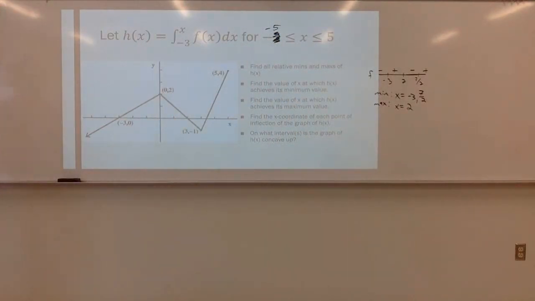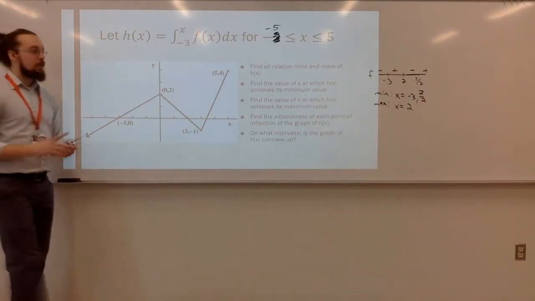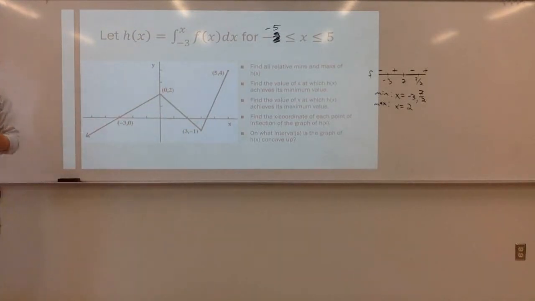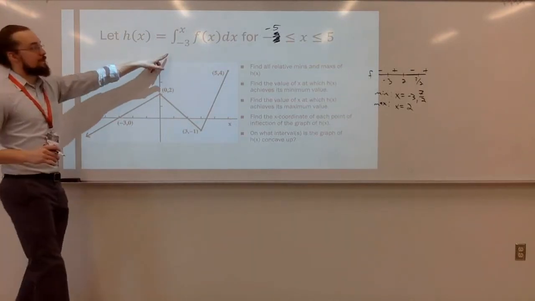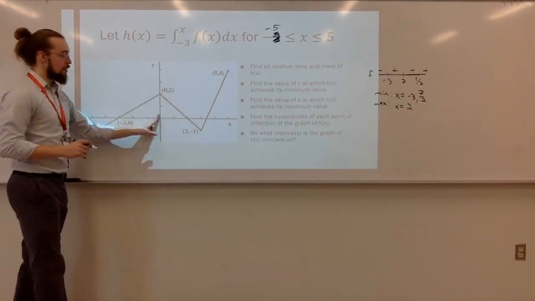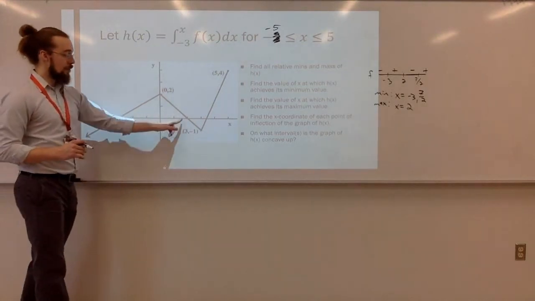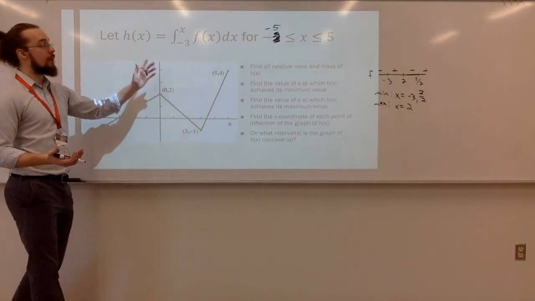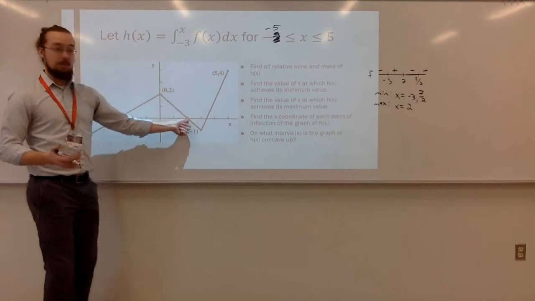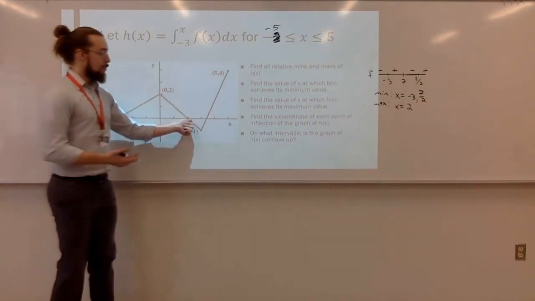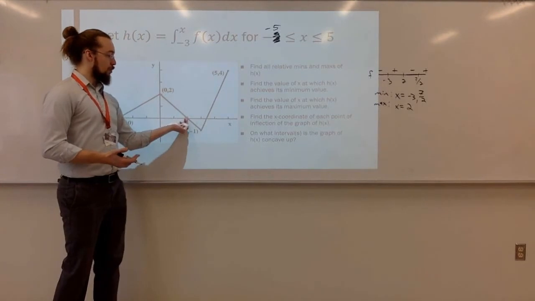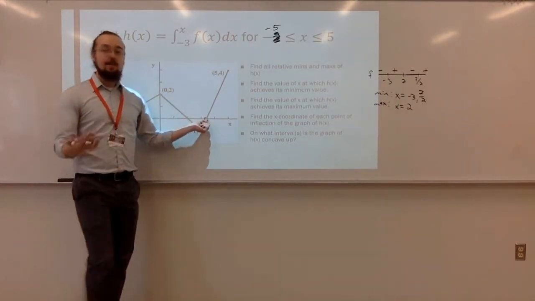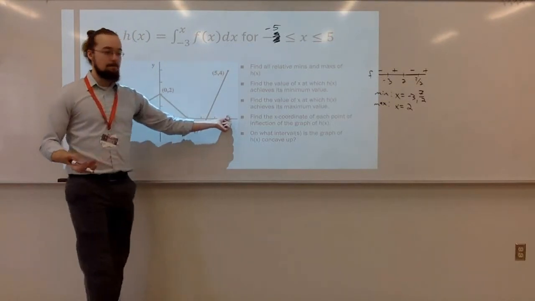So now, find the value of x at which h of x achieves its minimum value. Here we need to think a little bit about accumulating area under this curve. Okay? So if we're starting at -3, and I go in this direction, the further I go, up until I get to x equals 2, I'm accumulating positive area. So the value of h is going to be increasing until I get to here. Right? Well, then I start accumulating negative area. So the value of h will go down until I get to here. And then I start accumulating positive area again.